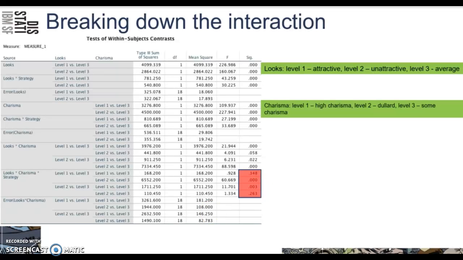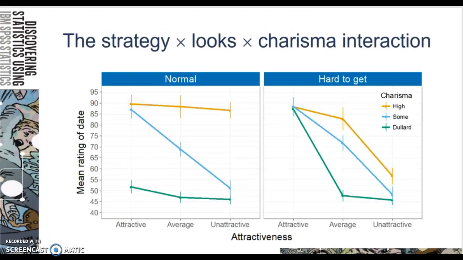So I'm going to go to my graphs, and sometimes the graphs are helpful because they give you some further explanation. Notice in this case, when we did the analysis, we chose to do strategy as two separate graphs, and then we looked at the charisma and the looks. So here we've got normal, and we've got a comparison of those with high charisma, some charisma, and a dullard. Those people who were normal, attractive dullards were rated lower than those people who were normal, some, and high.